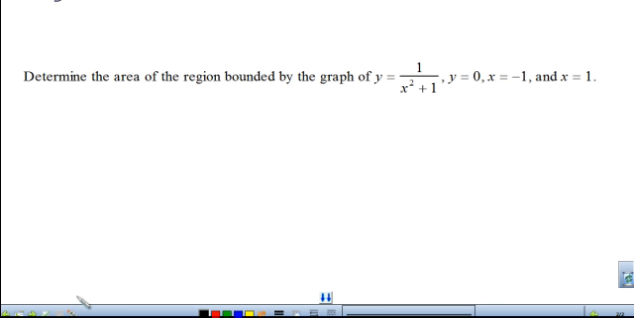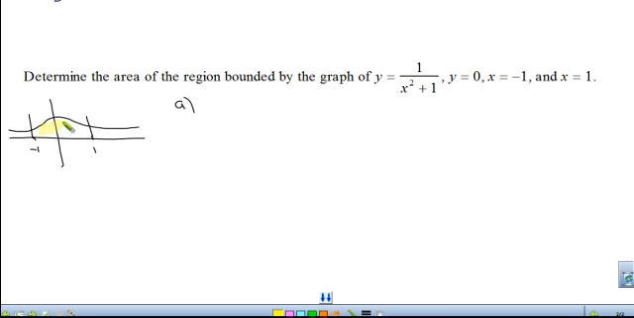The next problem asks us to determine the area bounded by the graph of y equals 0, x equals negative 1, and x equals 1. So if we graph it, we end up with this figure. So the area from negative 1 to 1, so we're looking for the area of this.